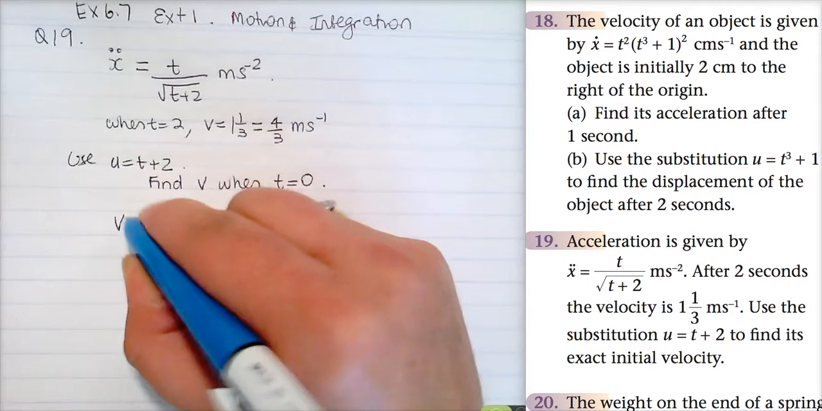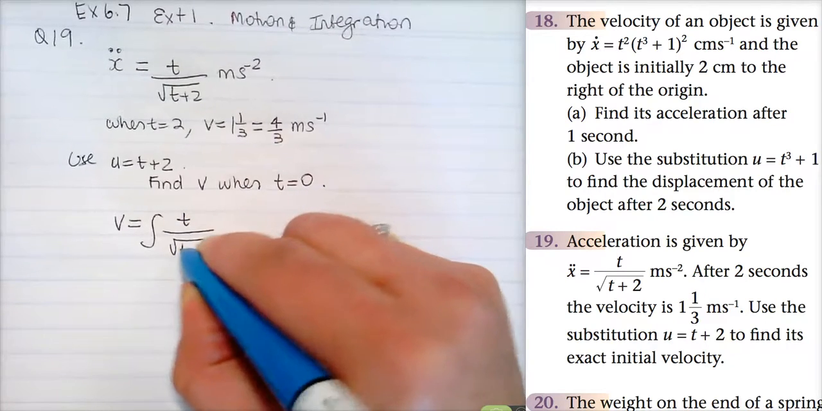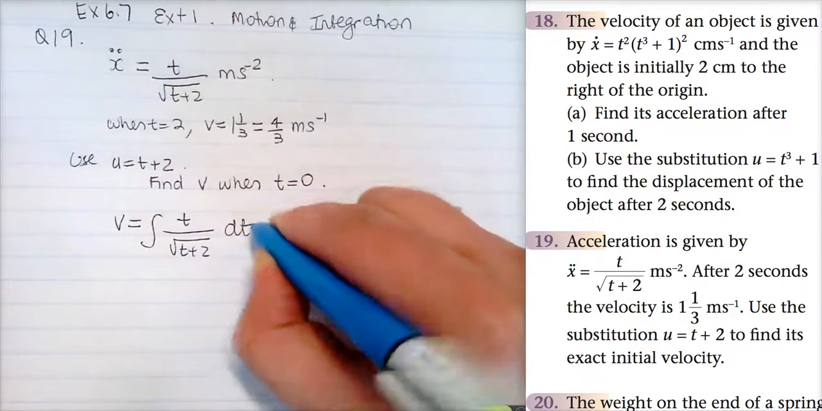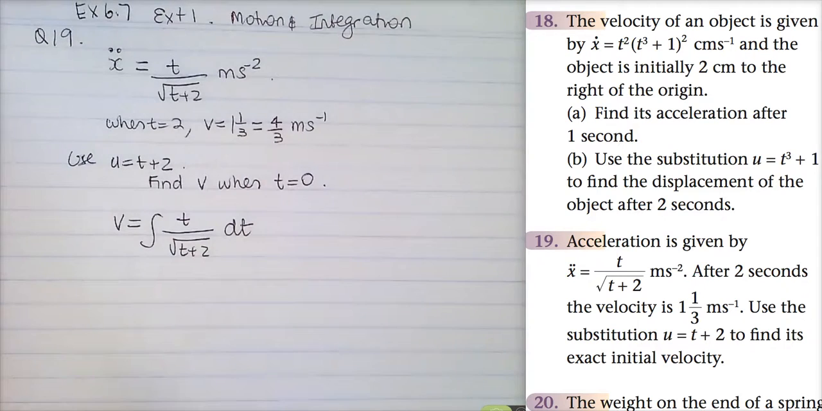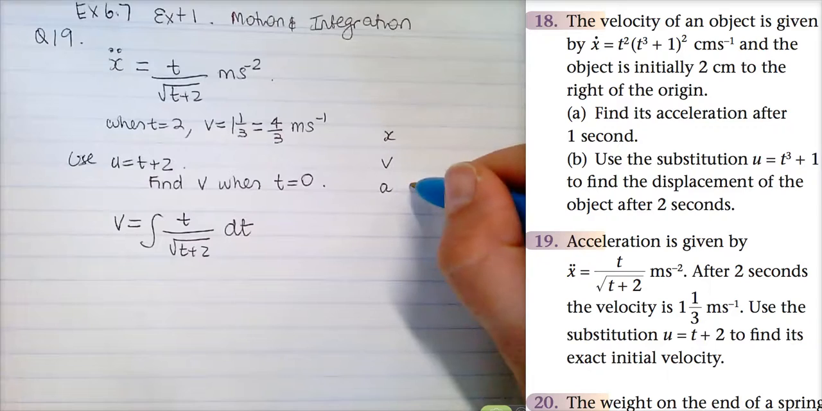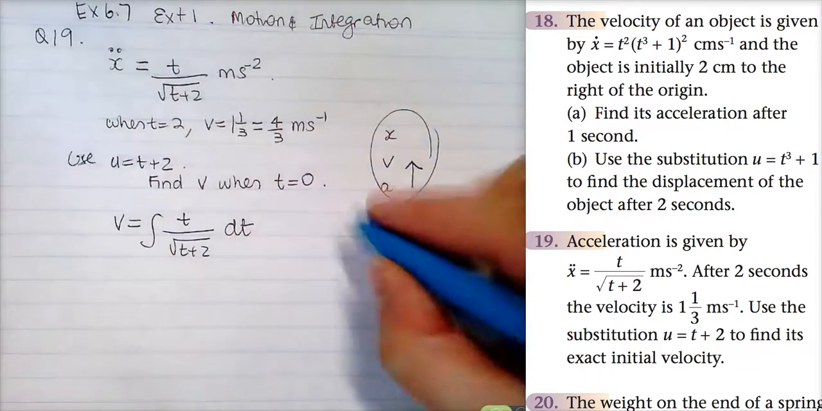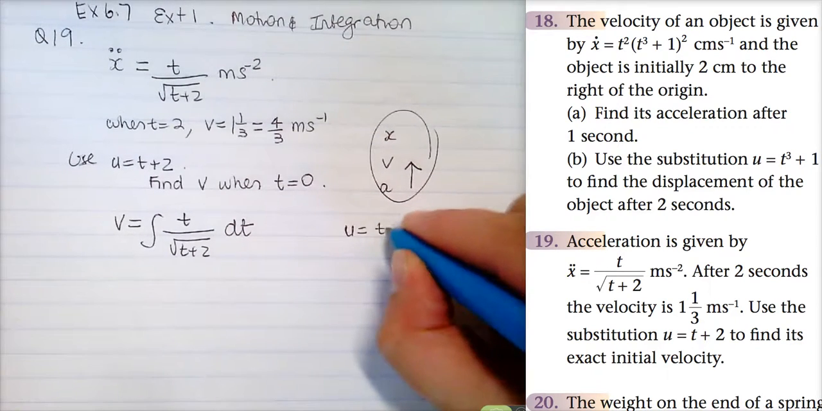So, velocity, isn't it the integral of t over the square root of t plus 2 dt? Is that right? Yeah. X, v, a. We've got a and we're going back to v. We integrate. Okay, velocity is the integral of the acceleration. Let's go. Use the substitution u equals t plus 2. Here's our little bit of working out on the side.